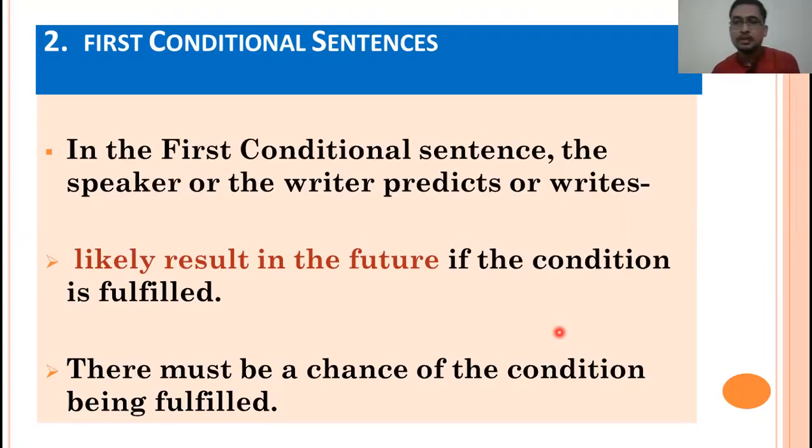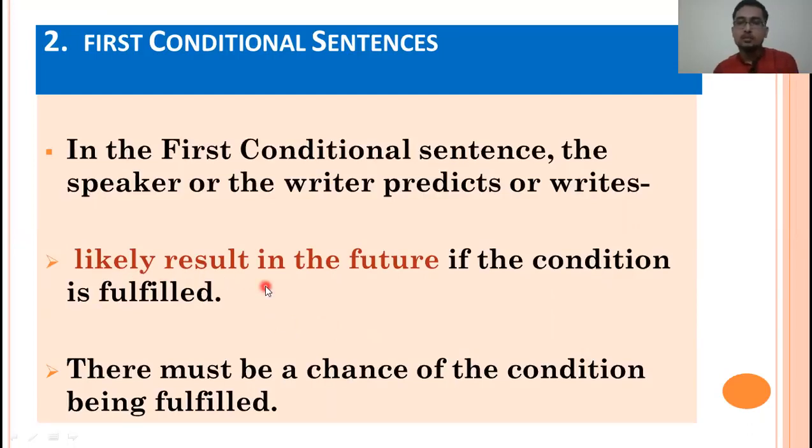Likely result. আমরা দেখেছি যে জিরো কন্ডিশনালে the speaker used to predict or the writer used to write something that is that kind of result, that kind of consequence that is 100% assured, and that is scientific. But in this case, the first conditional, you see the result is likely.